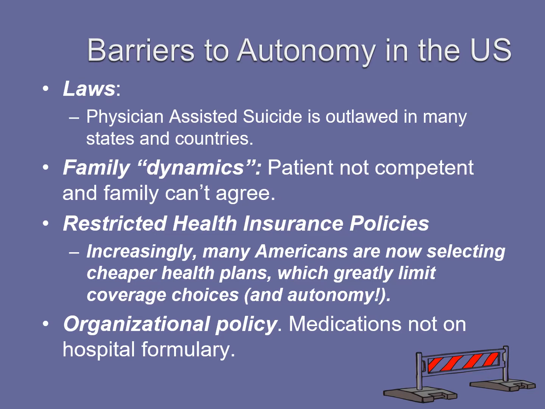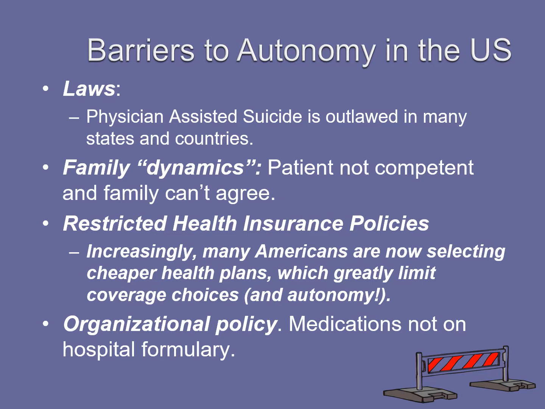Another example of a barrier to autonomy are family dynamics, where the patient may not be competent, but the family cannot agree on the course of treatment. It may be the family cannot agree whether or not to continue mechanical ventilation on a patient who has catastrophic multiple system failure, perhaps secondary to sepsis, and the prognosis is extremely poor. Yet certain family members want mechanical ventilation to continue, and certain ones do not.